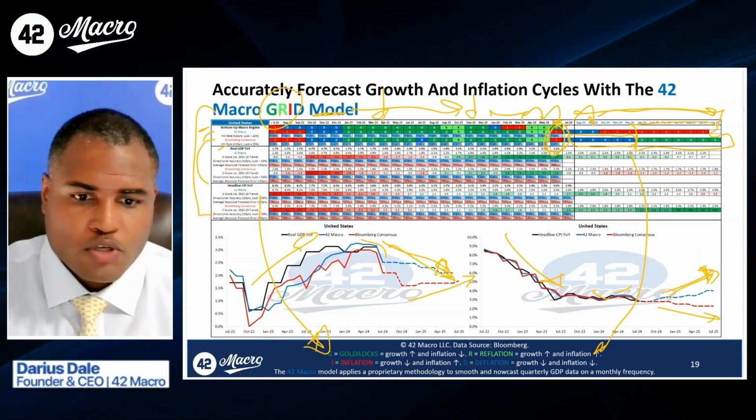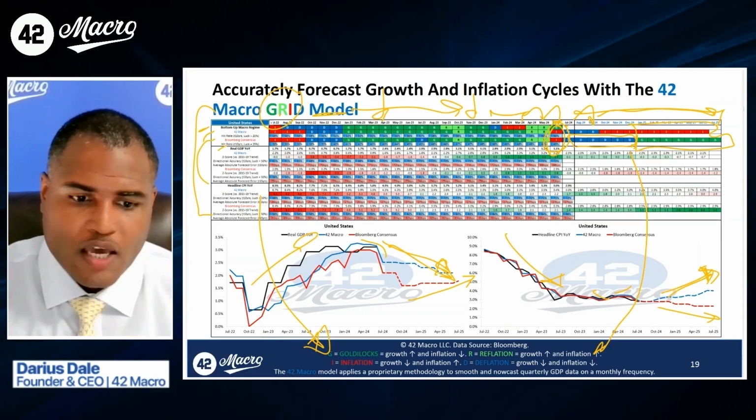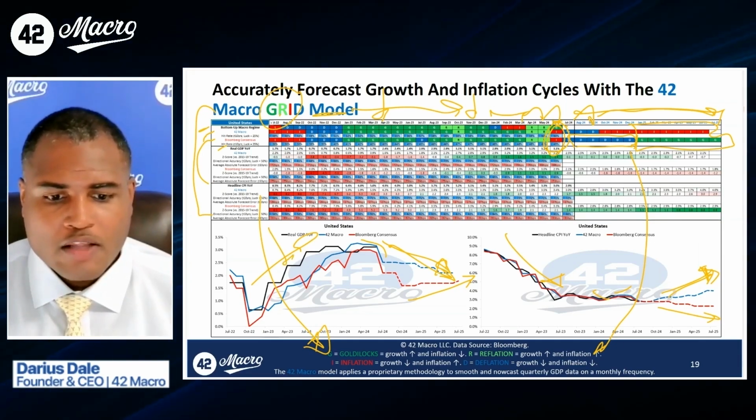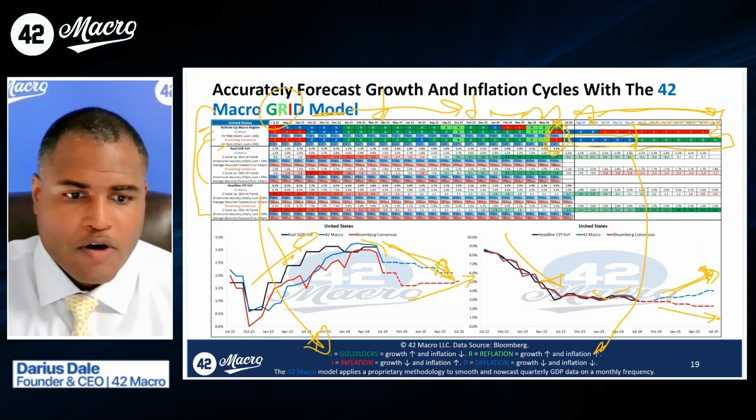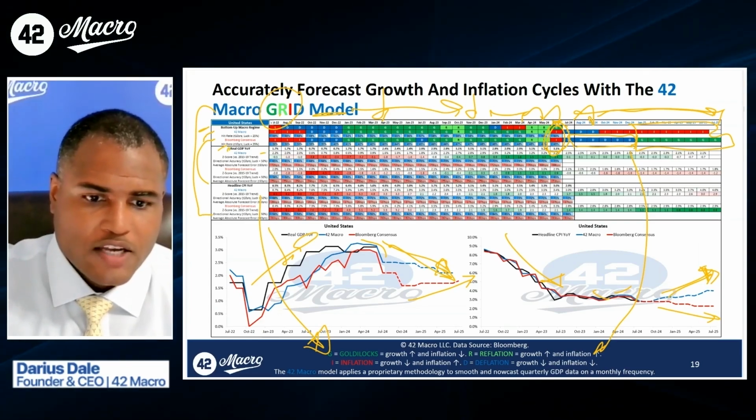So this first panel just shows how real GDP growth has been tracking. We show that in the black line here on this chart. So just getting a sense of how the year-over-year trend in real GDP growth has progressed. We show our forecast here in the second line.